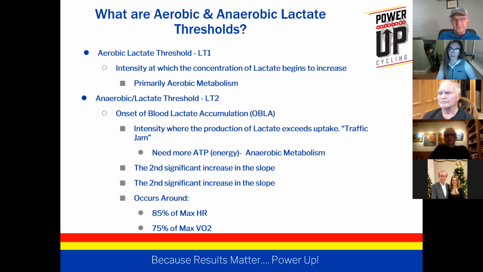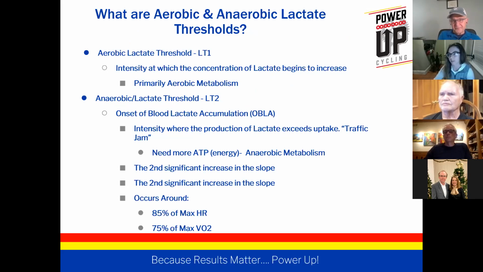From a lactate test, we can get two readings, two numbers. We have the aerobic lactate threshold, LT1, and the anaerobic lactate threshold, which is LT2. Aerobic is the intensity at which the concentration of lactate begins to increase. So this is your primarily aerobic metabolism. You want to think about an endurance type pace.